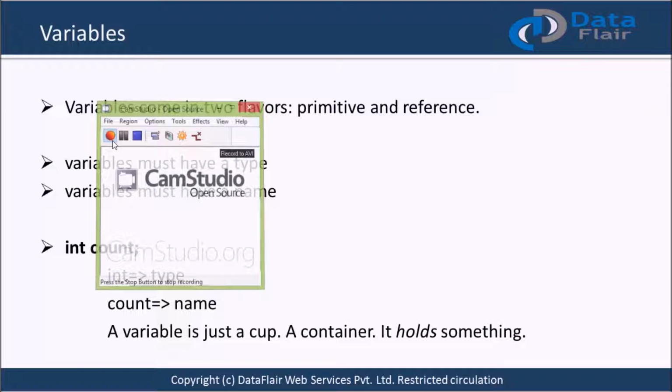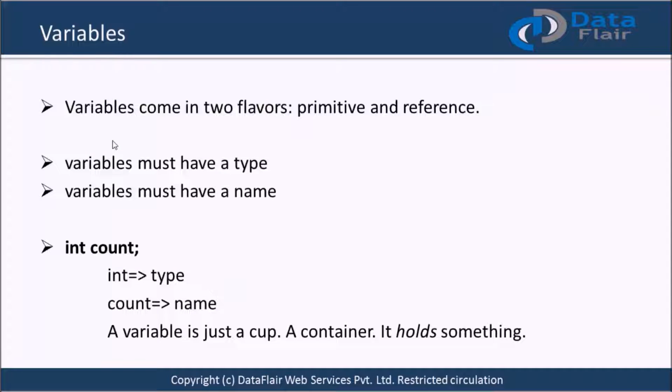Next, we'll talk about variables. When you talk about variables, they come in two flavors: primitive and reference. If you're familiar with C programming and C++, we normally create variables like int x, int y, or int roll number, right? Those types of variables are primitive.